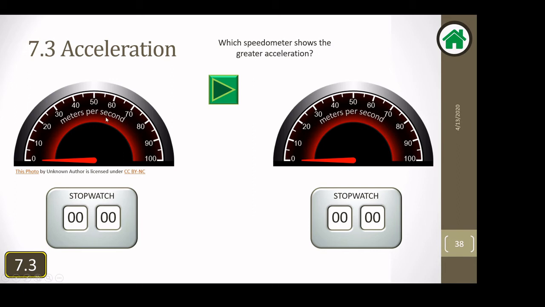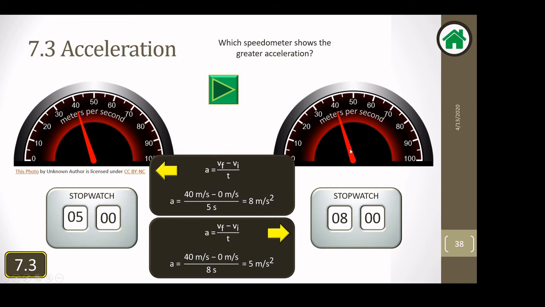Now this time we're going to watch two separate cars accelerating, and measure how long it takes for them to do that. Okay, both cars accelerated from 0 to 40 meters per second, but the car on the left took 5 seconds to do this, so its acceleration is 40 minus 0, which is 40, divided by 5, or 8 meters per second squared. The car on the right took 8 seconds to go from 0 to 40, so its acceleration is 40 minus 0 divided by 8, or 5 meters per second squared.